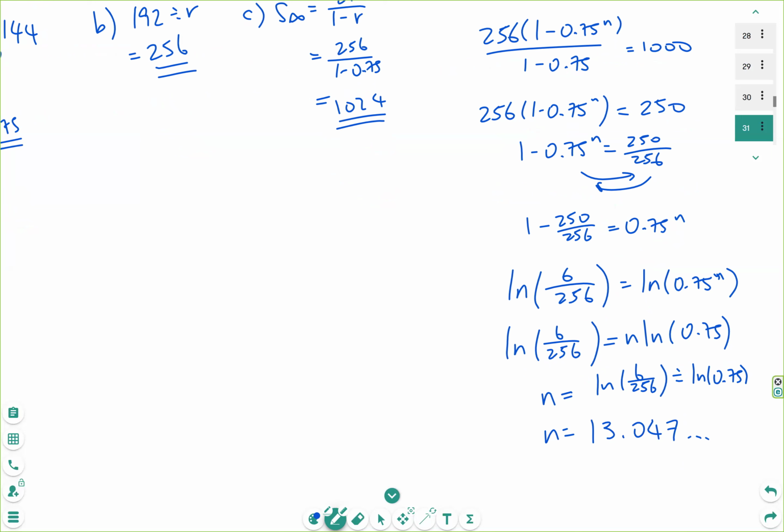13.047. So n has to be 14 because you can't have a 13.047th term. So when n equals 13.047, the series reaches 1,000. But if we want it to exceed 1,000, it must be the 14th term. All right, I hope that makes sense. And that should be the end of the lesson before looking at sequence rotation, which I gave you a bit of a spoiler for. Bye bye.